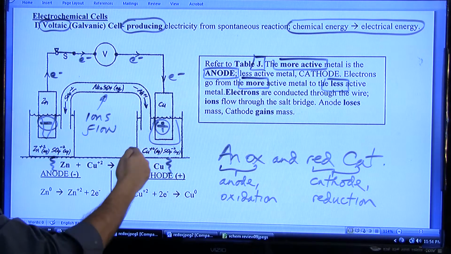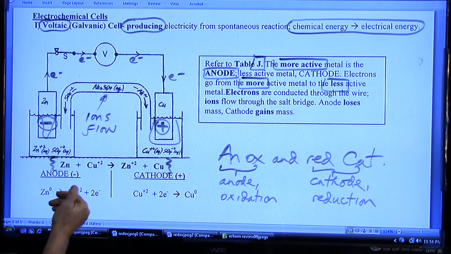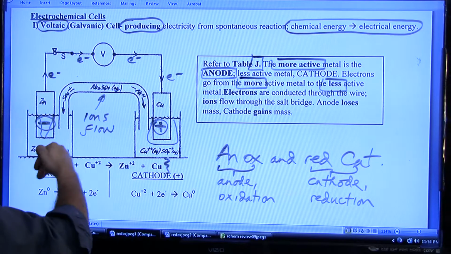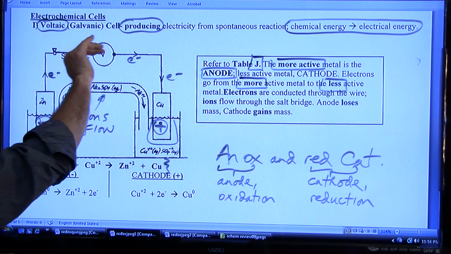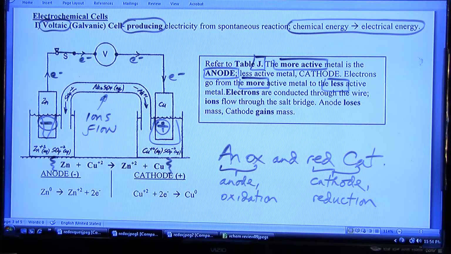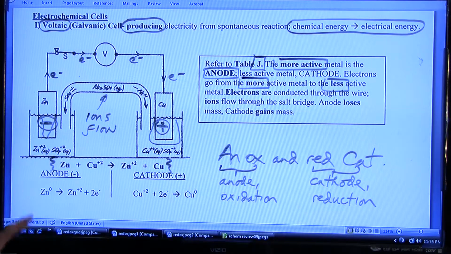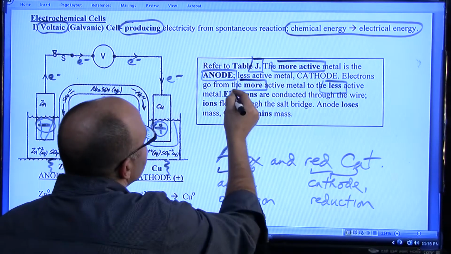To complete the circuit then, the electrons have to travel, or the negative charge, better said, has to travel by way of ions in the salt bridge that way, to continue that flow of negative charge. So the negative charge by way of electrons in the wires, and the negative charge by way of negative ions in the salt bridge. The whole point of this flow of ions is to maintain an electrical neutrality. You want to keep these half cells electrically neutral. So ions flow to keep the half cells electrically neutral. And so again, electrons are conducted in the wire. Let's highlight that.